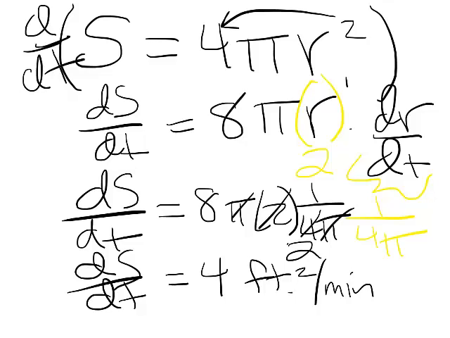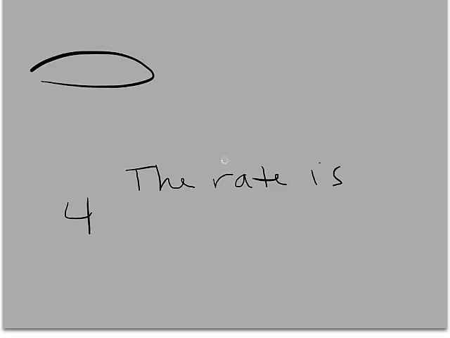But now we don't want to forget to go back and answer the question. Recall what the question was asking. It says the rate in square feet per minute at which the surface area is increasing when the volume is 32 pi over 3 feet cubed is, and we would say the rate is 4 square feet per minute.